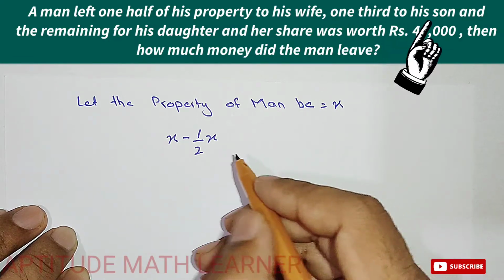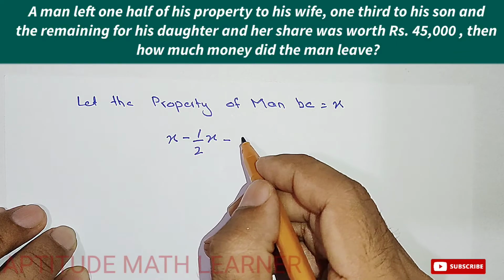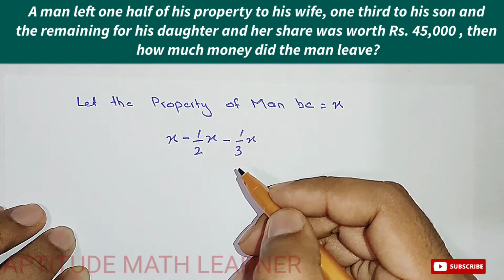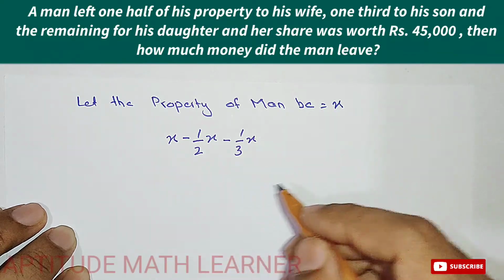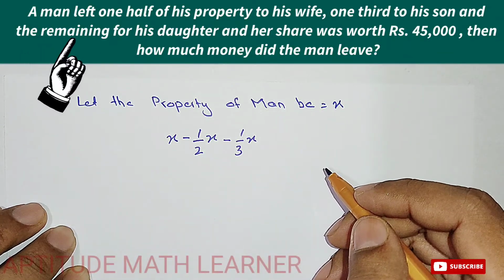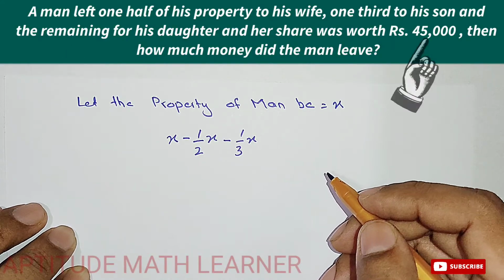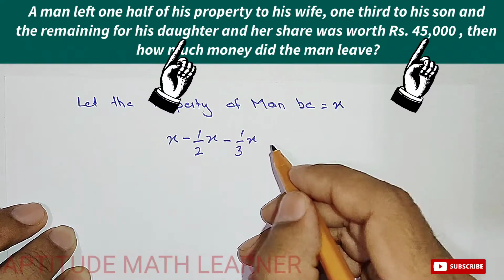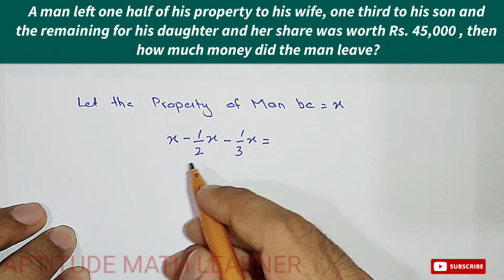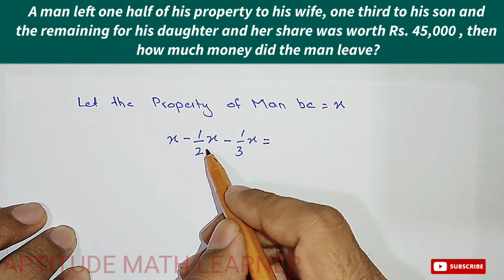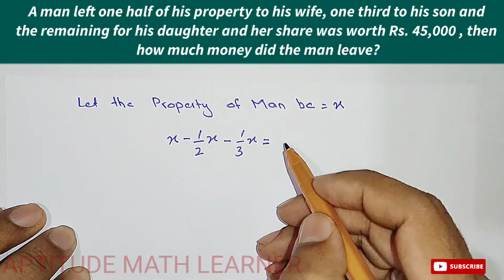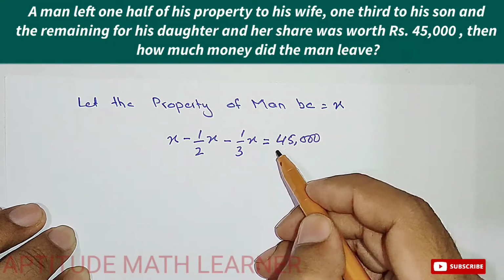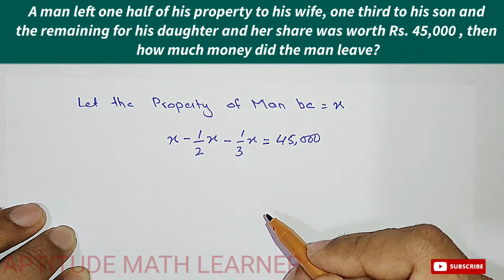And in the next part it says 1/3 to his son. So from the total property we take out 1/3 of the property and give it to the son. And how much remains? The remaining is 45,000, and this 45,000 is the share of his daughter. So from the total property, after we give the share of the wife and the son, the remaining amount is 45,000.